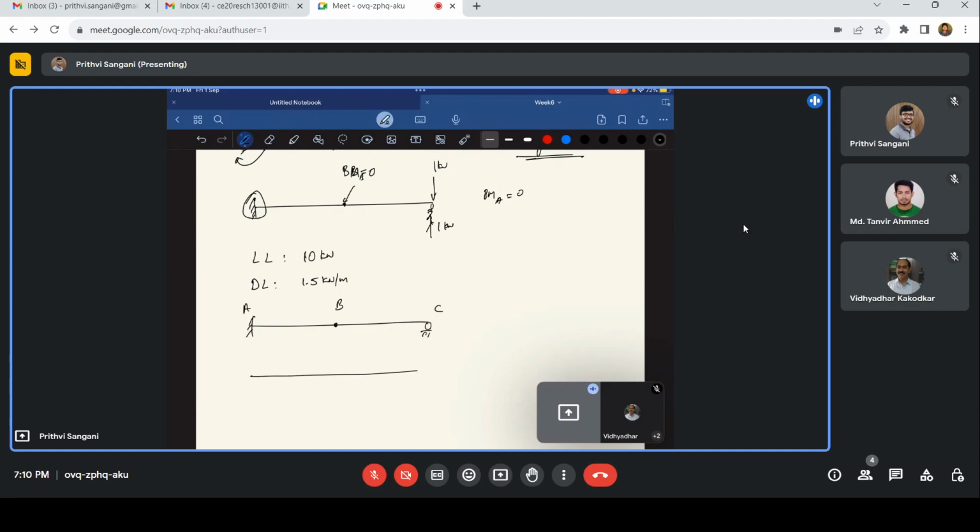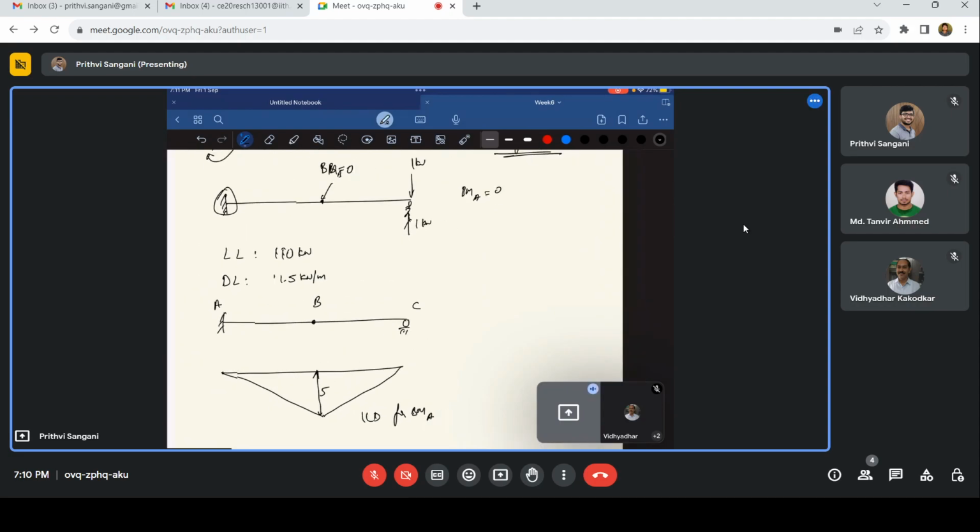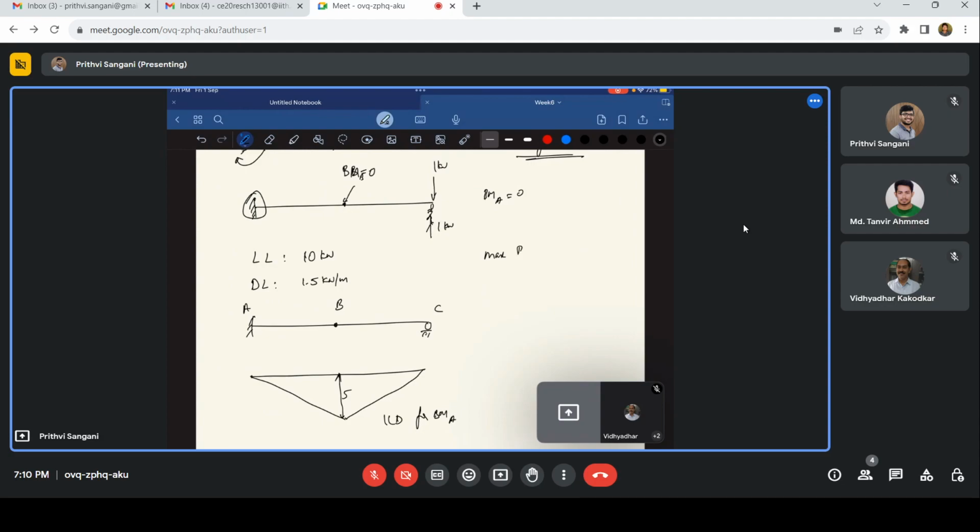The influence line diagram is something like this. Okay, this is at A, right? So this is the ILD for bending moment at A. So this is 5. So yeah, we need to find the maximum bending moment at A.